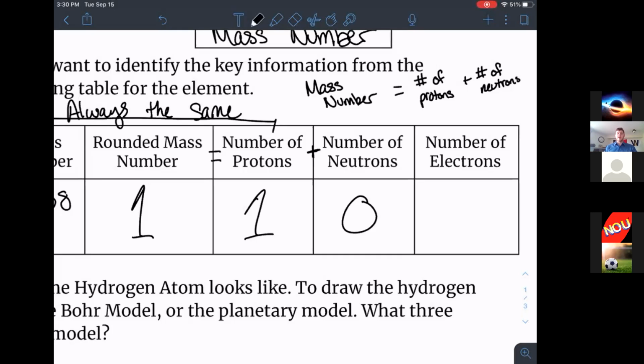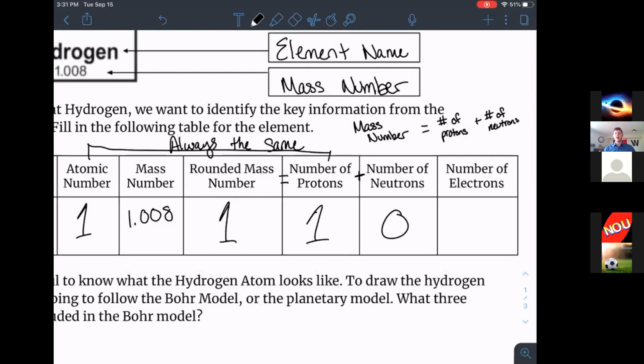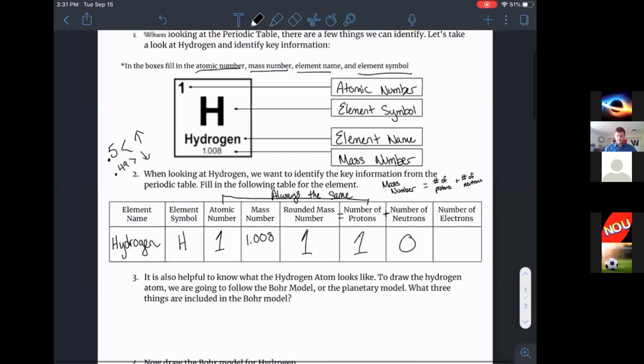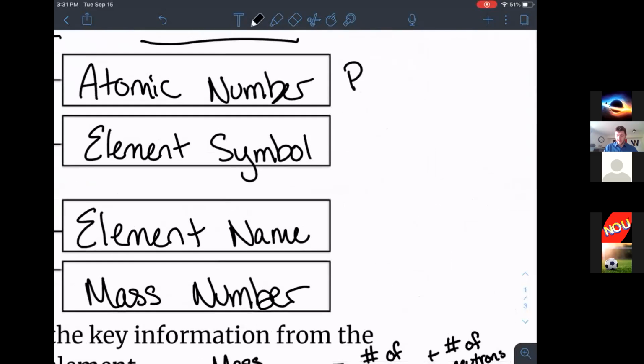Now the electrons. This is where we get a little bit tricky again, because we have to think about protons having a charge. Do you guys remember yesterday it talked about protons having a charge? What was the charge of our protons? Positively charged or negatively charged? Protons have a positive charge. Good. So that's right. Protons, positive charge.